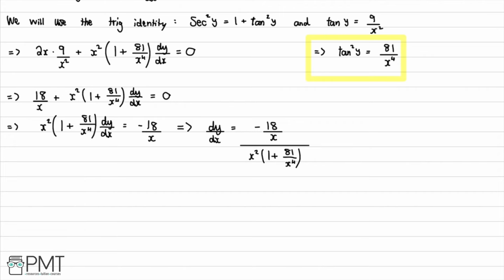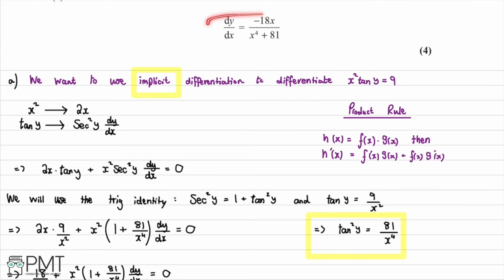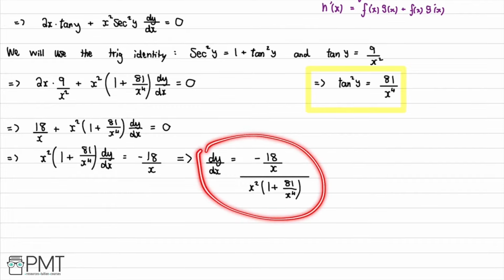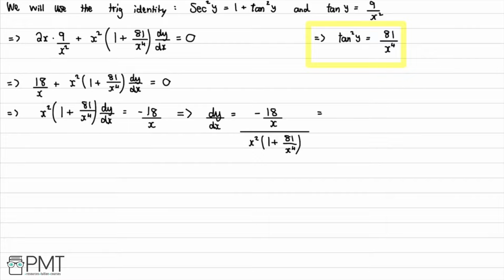And now we have an expression which is beginning to look a little bit similar to what we need here. We can see we have negative 18x on the top. So what we need to do is simplify this into what the question asked for. So how are we going to do this? We can rearrange this and get rid of this x term by bringing it down here, and that is going to give us negative 18, and then we divide by x multiplied by x squared, which is x cubed, and we multiply that by 1 plus 81 over x to the power of 4.